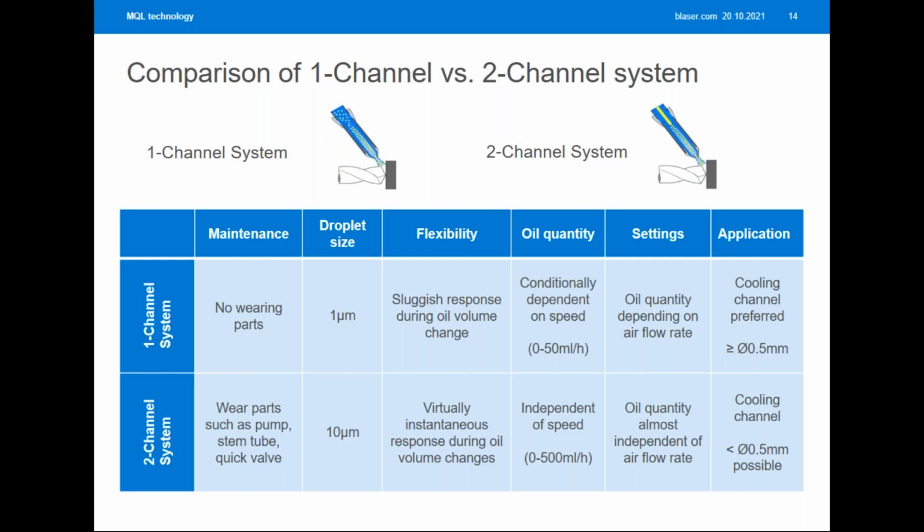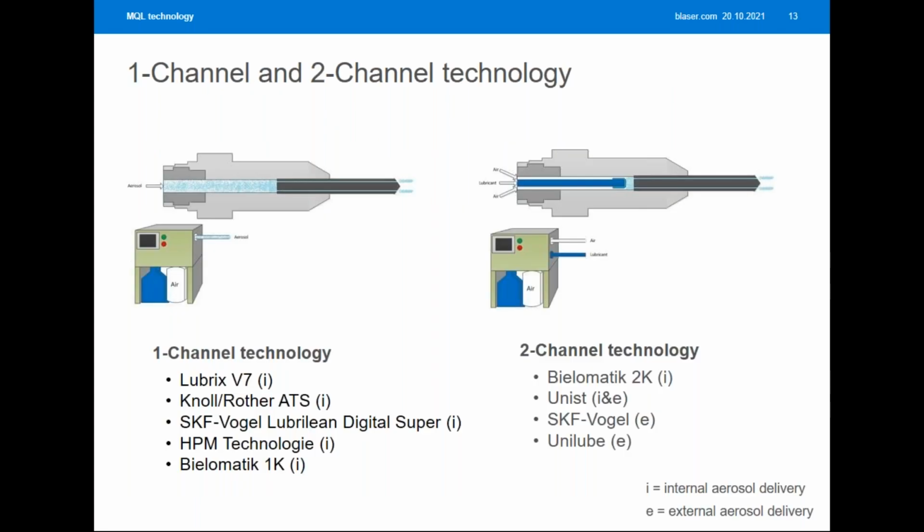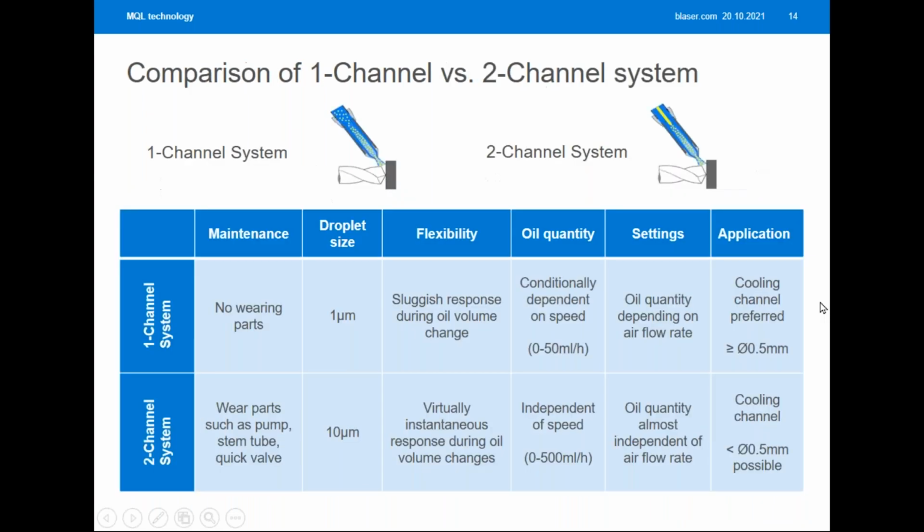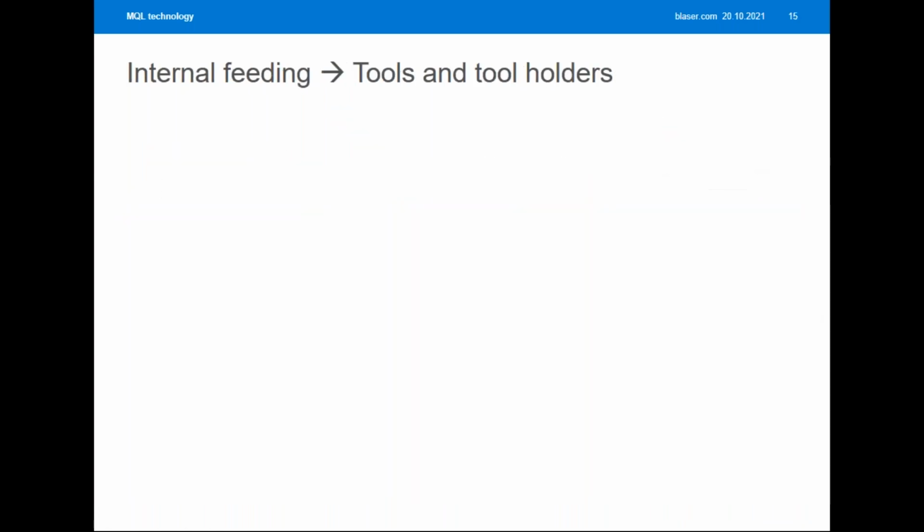So because you have two channels, you can bring in more oil here with the oil lens, and then the air just rips the oil droplets with them. You don't really have a saturation of oil within the air, but you have an airflow that rips oil droplets with it. And that's one of the reasons why you have bigger droplets.